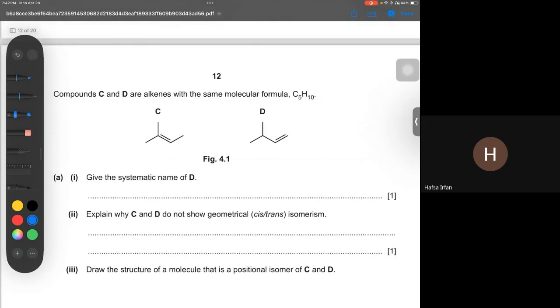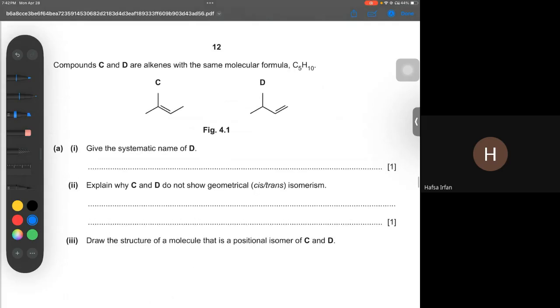Give the systematic name of D. D is this: 1, 2, 3, 4. So we have 3-methyl. Methyl is present at the third position. 3-methyl, but 1-ene. The double bond is present at the first carbon.